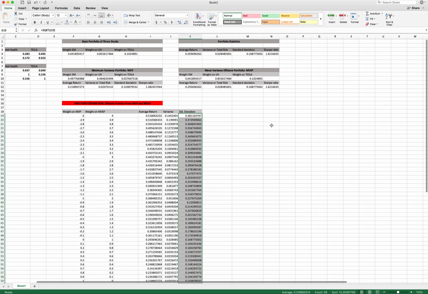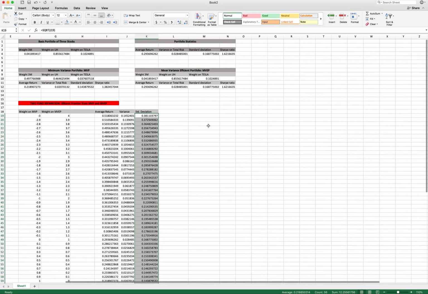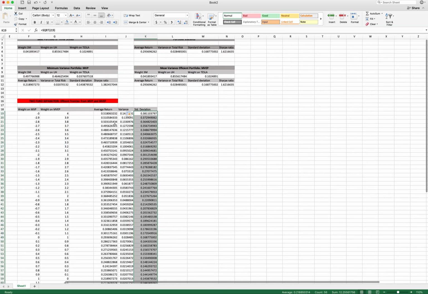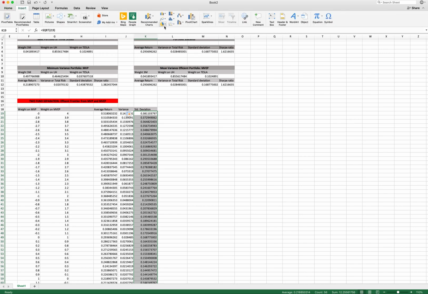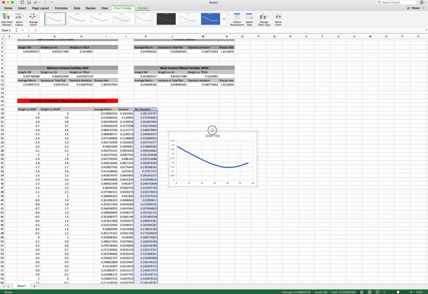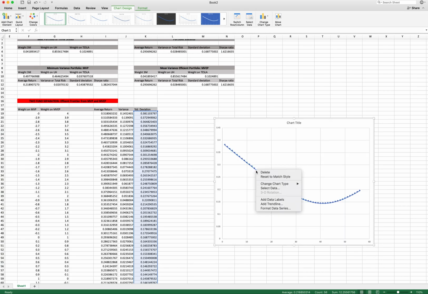Okay, so I have a bunch of portfolios that are a mix of MVP and MVEP, and I'm pretty much ready to actually draw this, right? So what's the efficient frontier? It's simply a plot of standard deviation on the x-axis and average return on the y-axis.